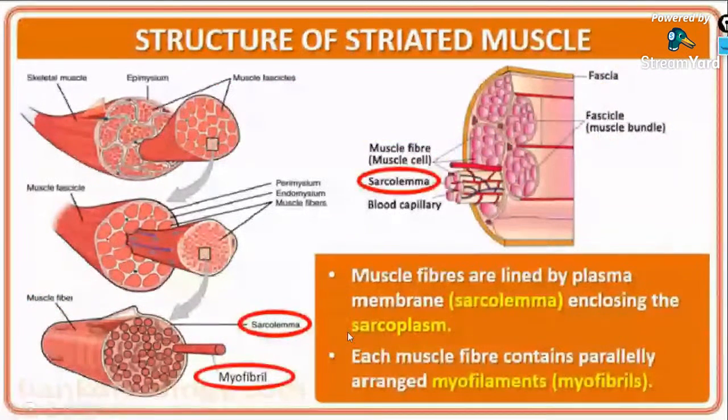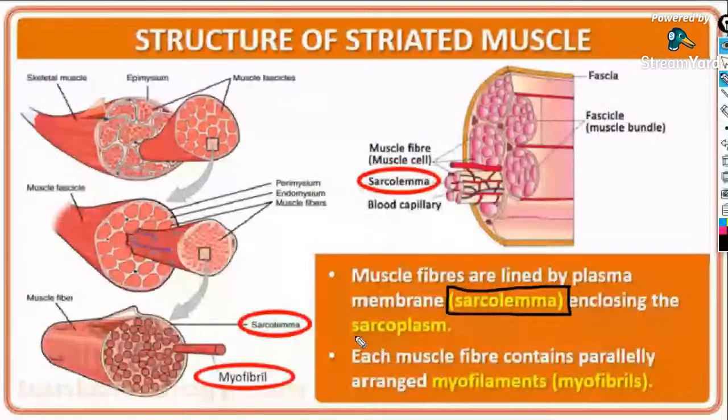So the muscle fibers are lined by a plasma membrane. Generally you call the outer covering of the cell the plasma membrane, but the plasma membrane of the muscle fibers you call the sarcolemma, which encloses the cytoplasm, which you will call here the sarcoplasm. Clear? Fascicle, fascia, sarcolemma, and sarcoplasm.